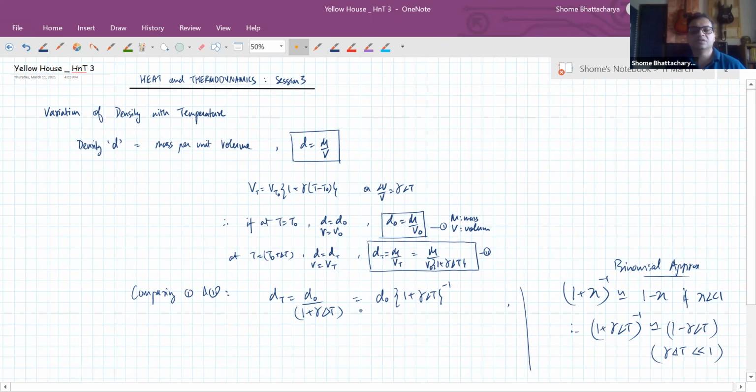So therefore the next step here becomes this. So this becomes the variation of density with respect to temperature. So just make a note of this quickly, then we'll discuss some application examples.